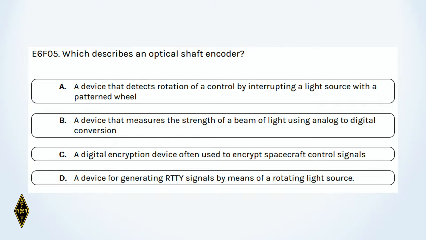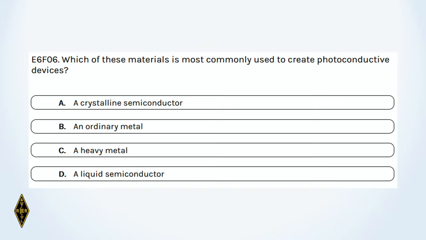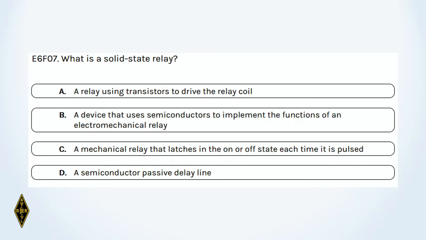And which describes an optical shaft encoder? Alpha. Notice the pattern wheel. It's a device that detects rotation of a control by interrupting a light source with a patterned wheel. And the pattern tells the electronics which way you're turning it. And which of these materials is most commonly used to create photoconductive devices? Alpha. You have to have a crystalline semiconductor. And what is a solid-state relay? Bravo. Yep, it's a device that uses semiconductors to implement the functions of an electromechanical relay.